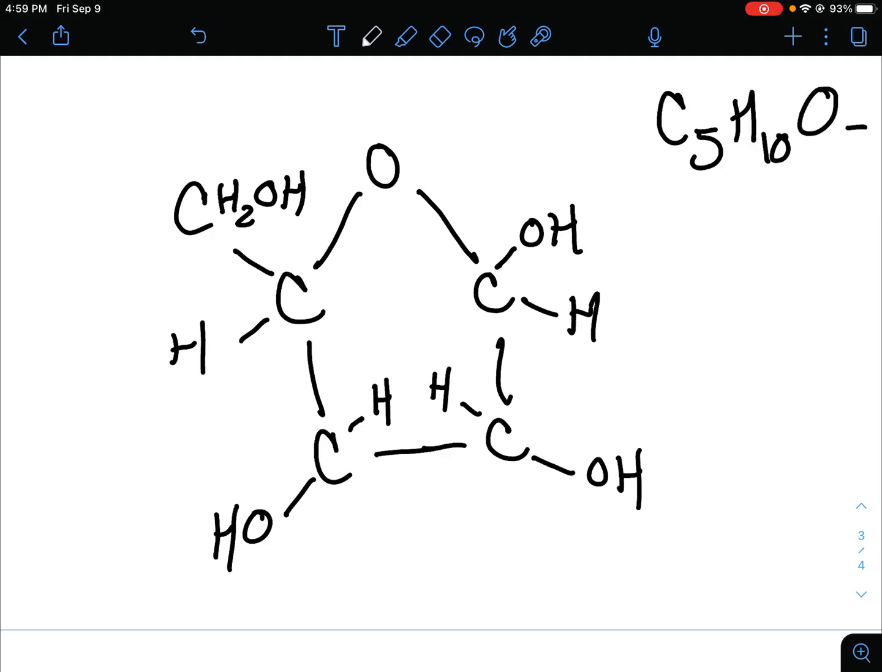So this is my ribose molecule. And if you count every single carbon, hydrogen, and oxygen, you will find that there are 5 carbons, 10 hydrogens, and 5 oxygens. And that's the same. So if you ever want to double check your work, you want to go through and count the elements that are in the molecule just to make sure that it matches the formula that you know.